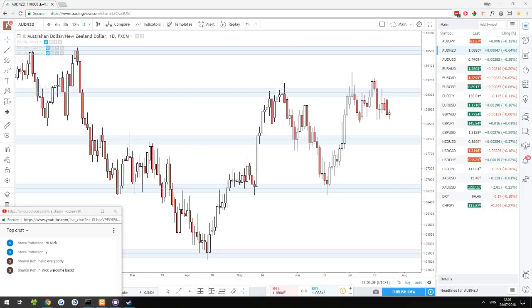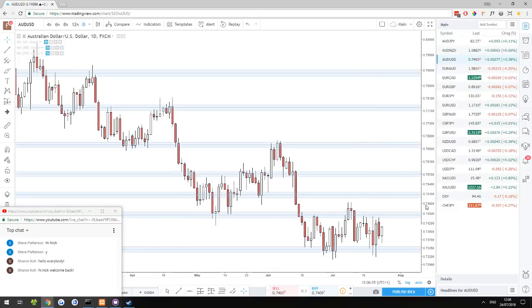It's just ranging tightly up here. It's hit this resistance area, can't really get beyond it, but it can't move any lower either, so it's just forming this tight little range here. This is not a pair I commonly trade anyway, so I think we'll just move on to AUDUSD.